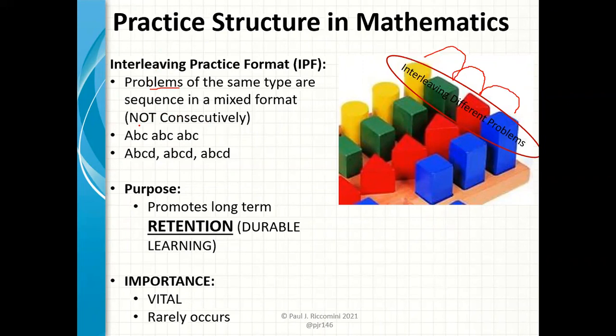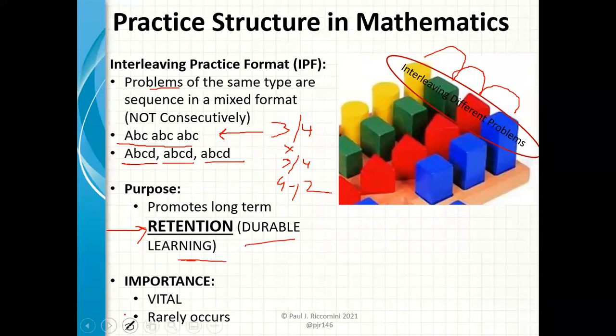So the key with this is that they're not ever doing 2 of the same problems in a row. So what we're looking for is this sequence of ABC, ABC, ABC, or ABCD, ABCD, ABCD. So we're looking at 3 or 4 problem types that are put into this kind of sequence that are repeated 3 or 4 times for a total of 9 to 12 problems in this interleave format. It is this type of practice structure that produces retention. In other words, learning that lasts. So this is what is vital for retention.